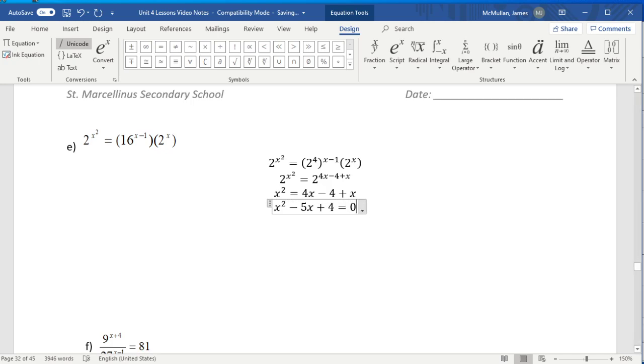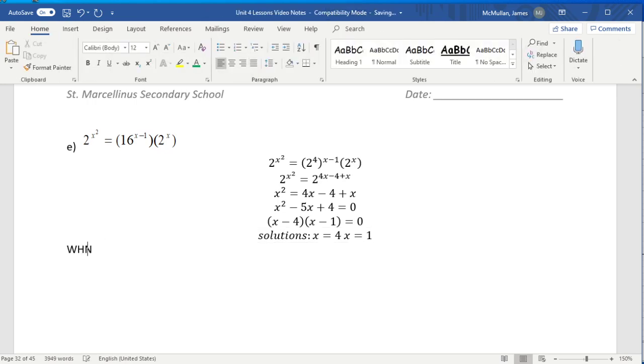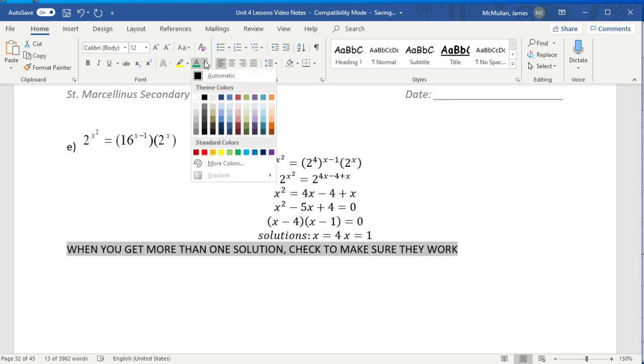Okay, if you bring everything over to one side, this is a quadratic. You can factor it with x minus 4 and x minus 1, since those two numbers add up to negative 5 but multiply to positive 4. Therefore, our solutions are x equals 4 and x equals 1. Now, these ones, especially when you get two solutions, really you should do this all the time, but especially when you get more than one solution, check to make sure they work. Sometimes you're going to get an answer that doesn't work.